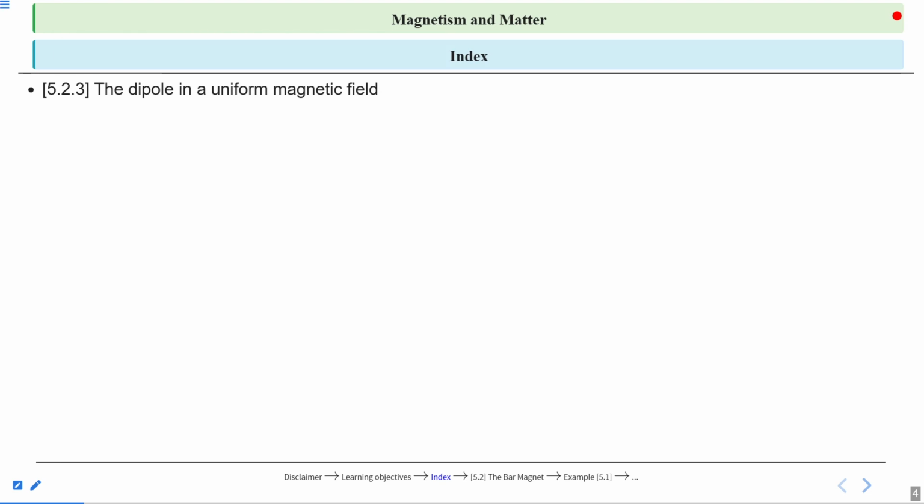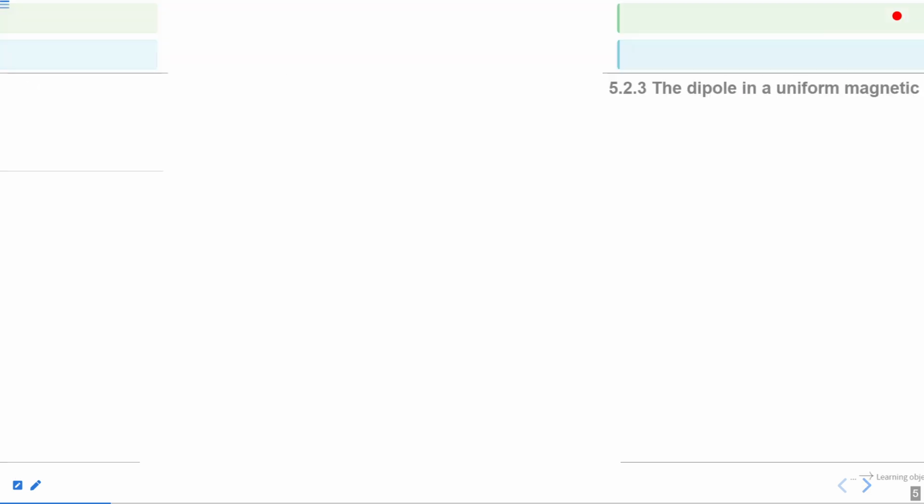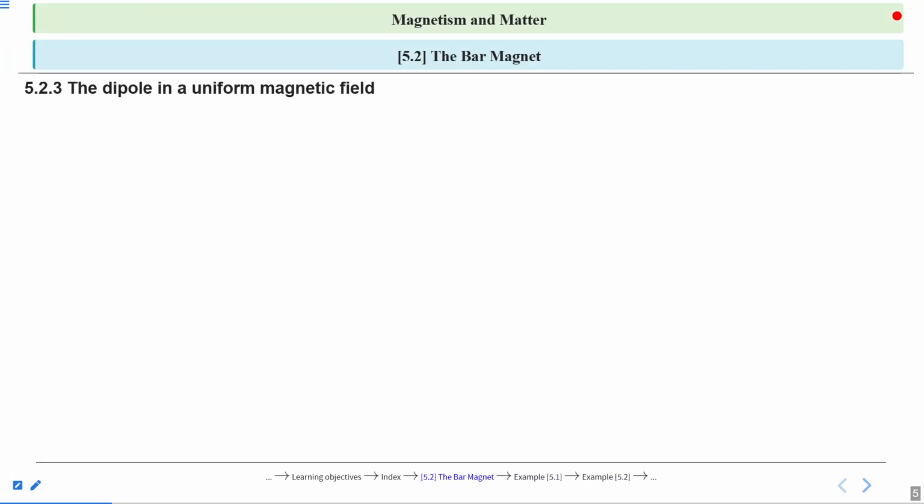So the topics that we are going to cover today are: section 5.2.3 of NCERT, the dipole in a uniform magnetic field, example 5.1, NCERT section 5.2.4, the electrostatic analog, and example 5.2. So let's begin with the topic 5.2.3, the dipole in uniform magnetic field.